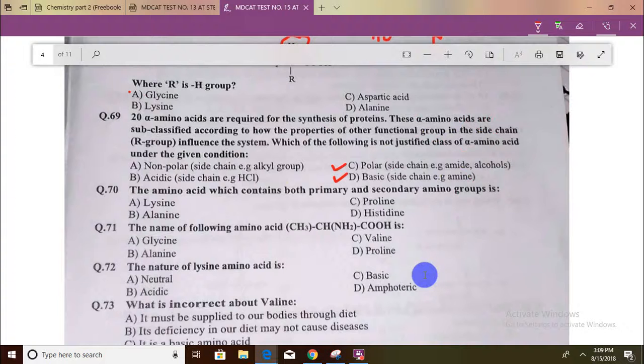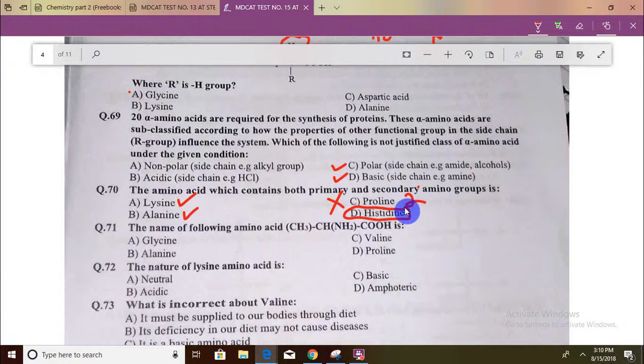The amino acid which contains both a primary and a secondary amino group. Now proline just has a secondary, sadly. Lysine just has a primary, in fact 2 primary. Alanine just has 1, so we're left with just histidine. And histidine indeed has a secondary amino group because in total there are 3 amino acids out of 20 which possess a secondary. One is proline, the other is histidine, and the third one is tryptophan.